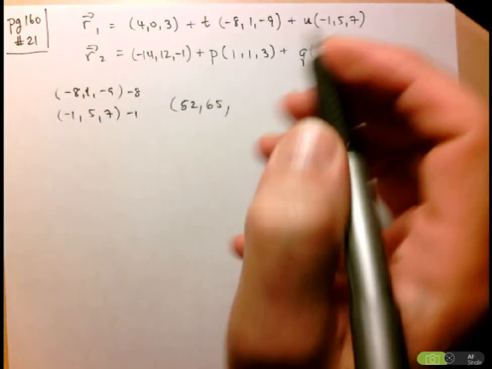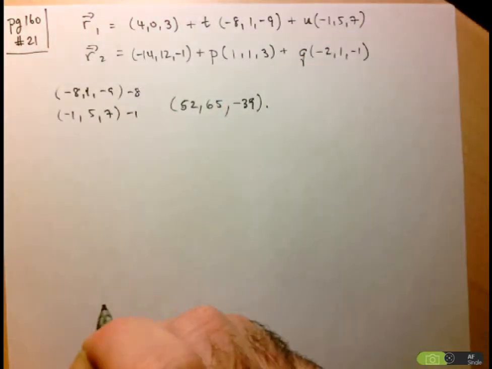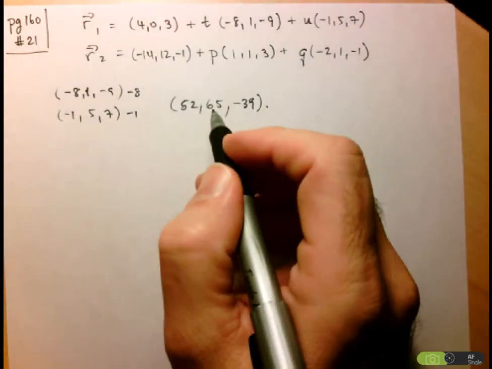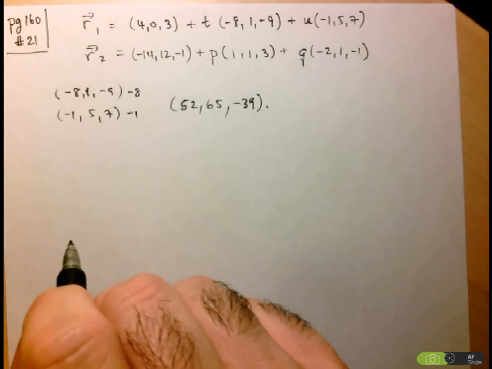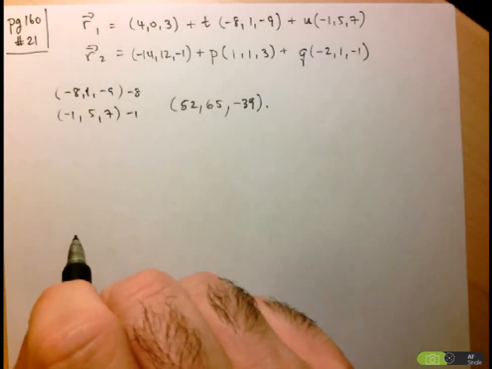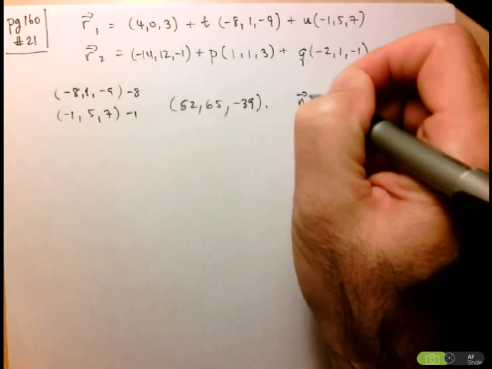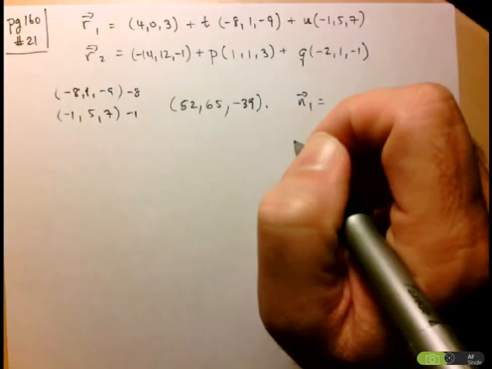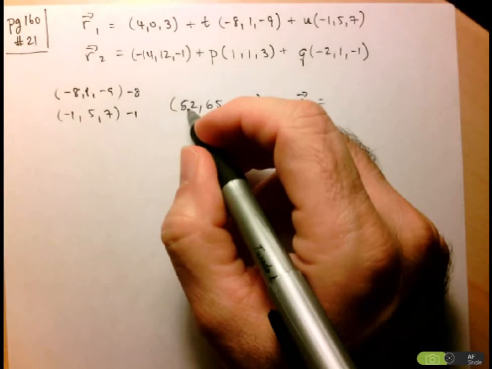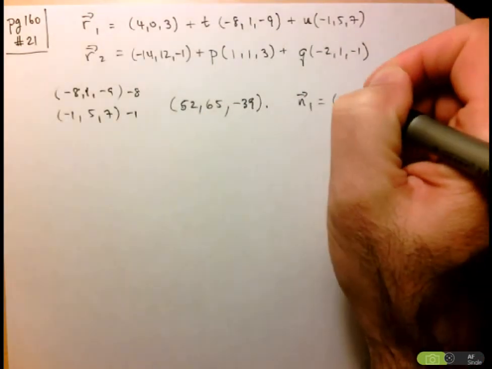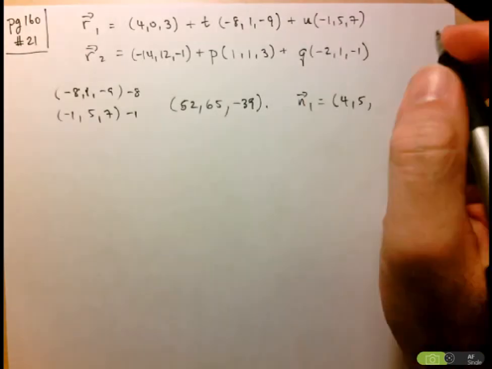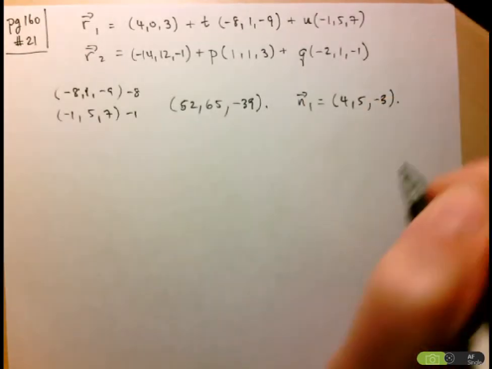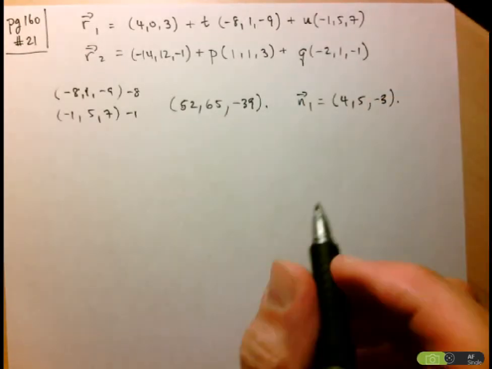Now I notice here that 52, 65, and -39 have a common factor, so let's simplify this normal vector. They're all divisible by 13, so 52 divided by 13 is 4, 65 divided by 13 is 5, and -39 divided by 13 is -3. So there's our first normal vector.